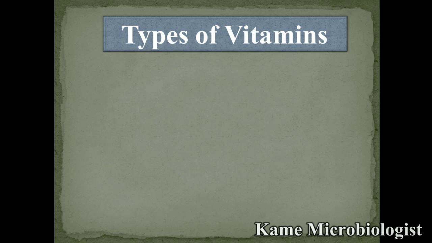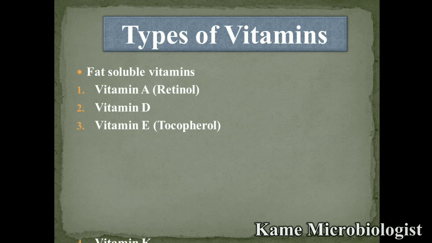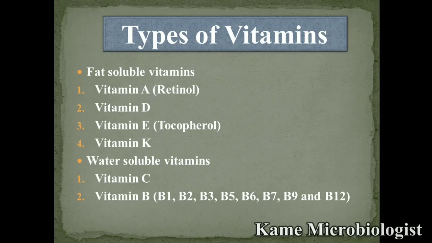Now let's see what the types of vitamins are. The main types are fat soluble vitamins. In fat soluble vitamins we have vitamin A, which is called retinol, vitamin D, vitamin E, which is called tocopherol, and vitamin K. Then we have water soluble vitamins, like vitamin C, which is called ascorbic acid, and vitamin B. All the types of vitamin B and vitamin C are water soluble vitamins.